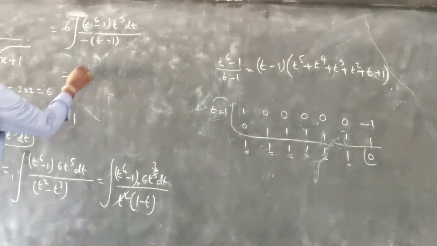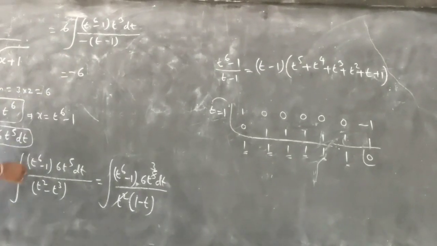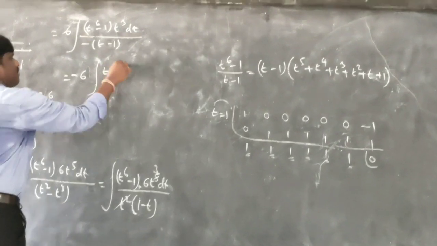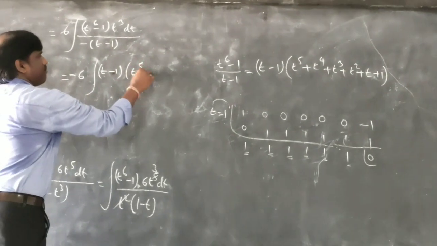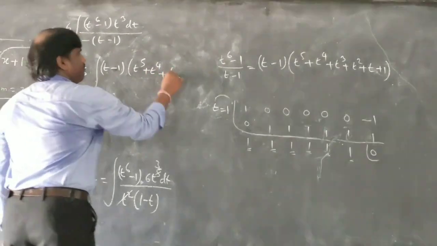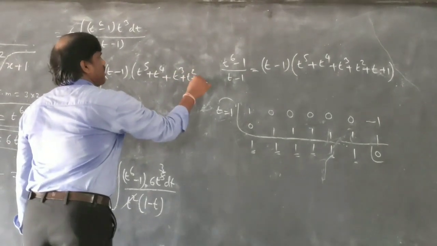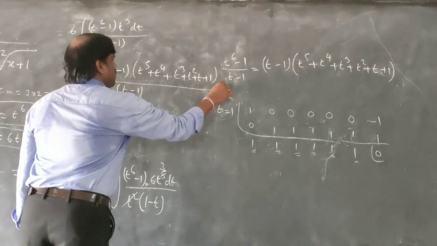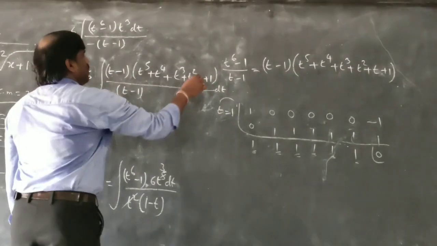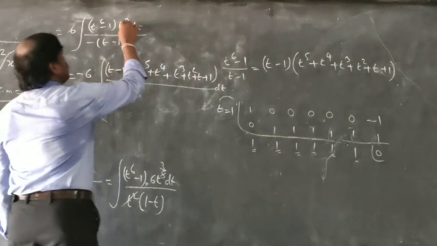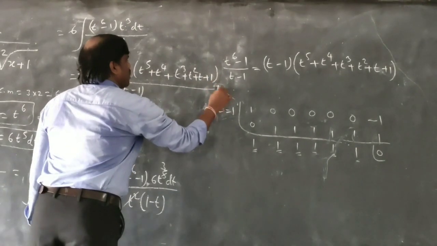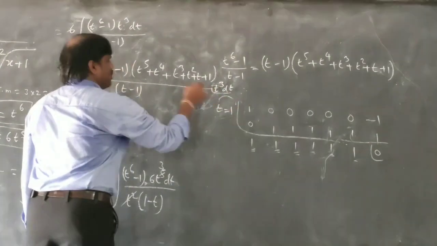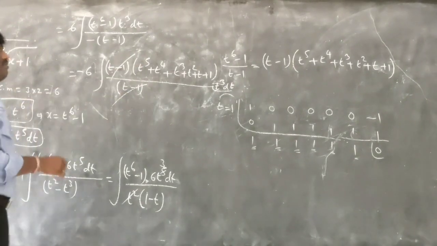So how can we write this one? 6 into this, minus also taken out here. Integration of t minus 1 into t power 5 plus t power 4 plus t power 3 plus t square plus t plus 1 upon t minus 1, and this is dt, and you have into t cube, so t cube into dt, that is on the numerator. Don't think this is in the denominator, it is on the numerator. T minus 1 cancels out.